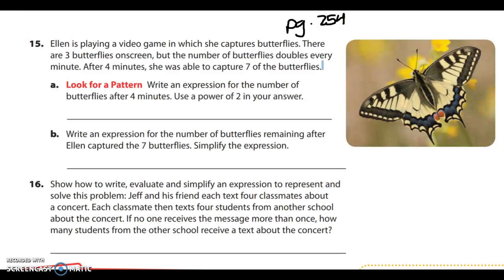So it says that there's 3 butterflies on screen. So we're going to take 3, and that's going to be our starting point. And what are we going to do? We're going to multiply that by 2 because it says they double. And then it says every minute. So they double in the first minute, and they double again in the second minute, and they double again in the third minute, and they double again in the fourth minute. And the reason I'm stopping there is because it says after 4 minutes.